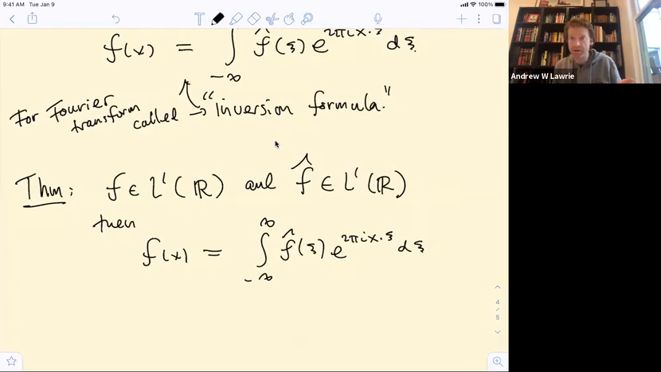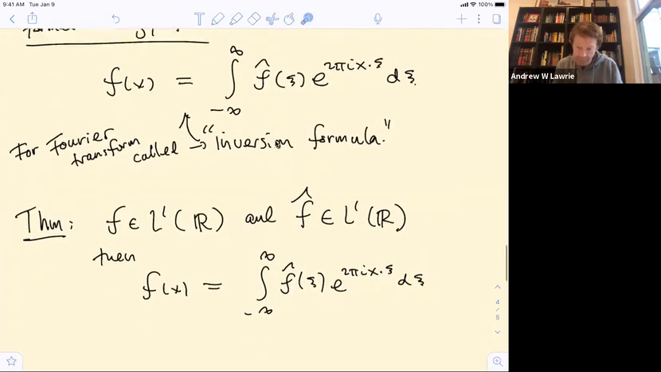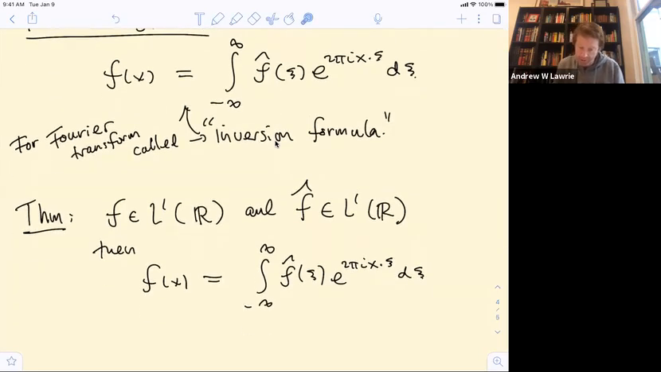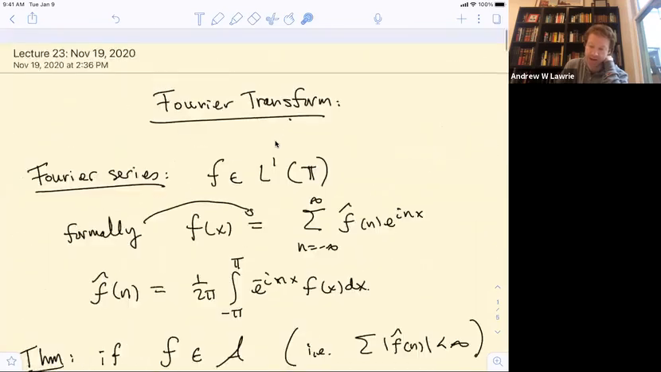This is the exact analog of the first theorem we proved about Fourier series, right? If we have absolute summability of the Fourier coefficients, then we have uniform convergence. So if both these objects are in L1, then we have this. We need f to be in L1 to make sense of the Fourier transform, and then to do the inversion formula, we assume f hat is in L1, and then we can recover f. This is the analog of that theorem.